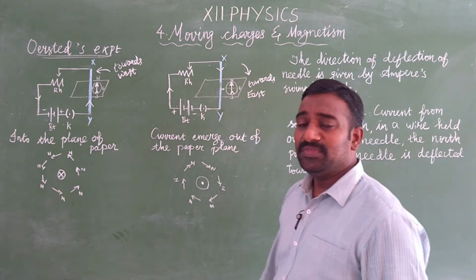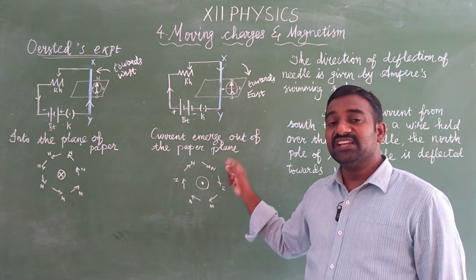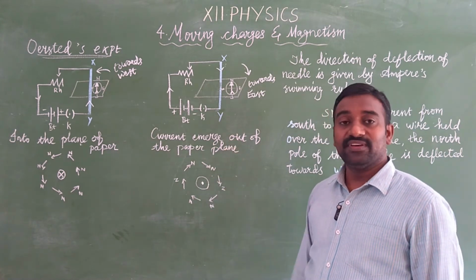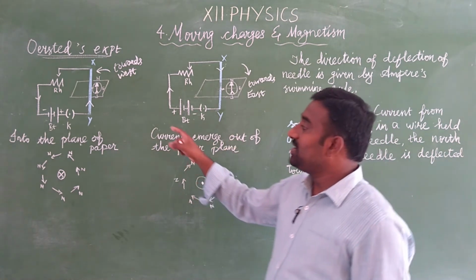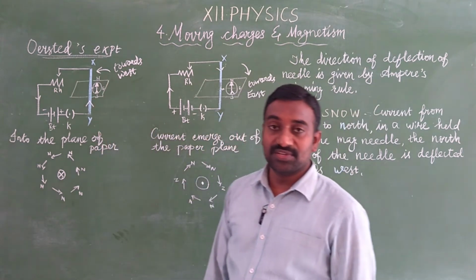Okay, so from this, Oersted concluded that the direction of the deflection of the needle depends upon the direction of the flow of current. So the deflection of the magnetic needle depends upon the direction of the current flowing in the conductor.